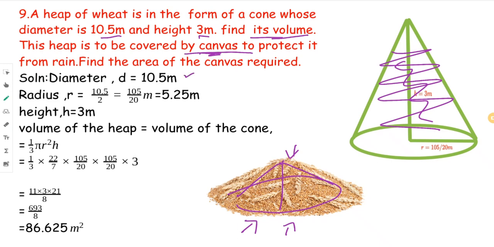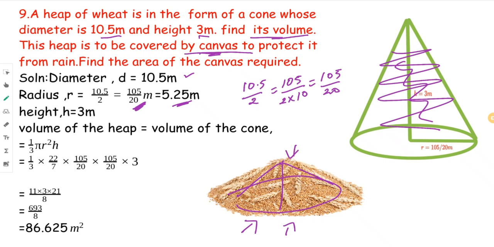Diameter 10.5. If I find the radius, it will be 10.5 divided by 2. I want to remove this decimal point, so I'll have 105. That means I have to divide it by 10, because after the decimal just 1 digit is there. I'm going to have 105 divided by 20. Now when you divide this 105 by 20, we're also going to get 5.25 meters. So I'll be using this or this accordingly. All right, height is given.